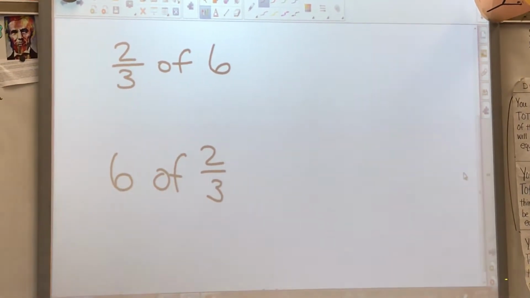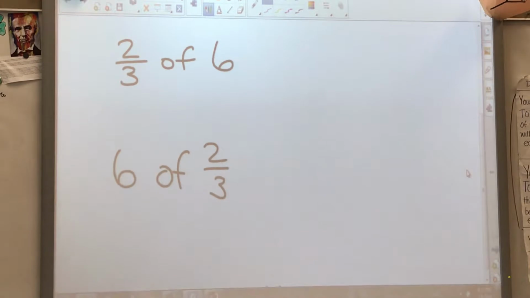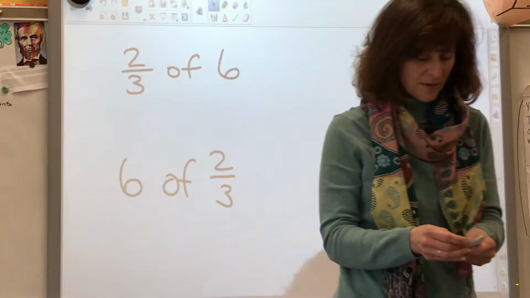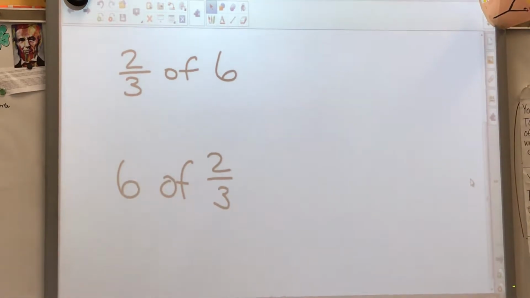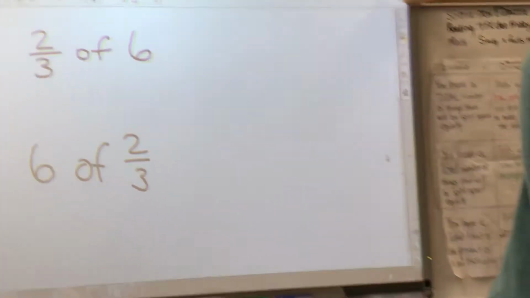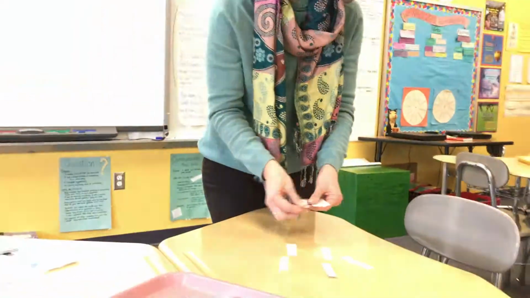Here's how I did that. The students got stuck on that. And so I had them come up to the carpet, because they were like, how do you get 6 of 2/3? I'm like, I don't know. Let's put this out. So I just put a bunch of these out on the carpet.